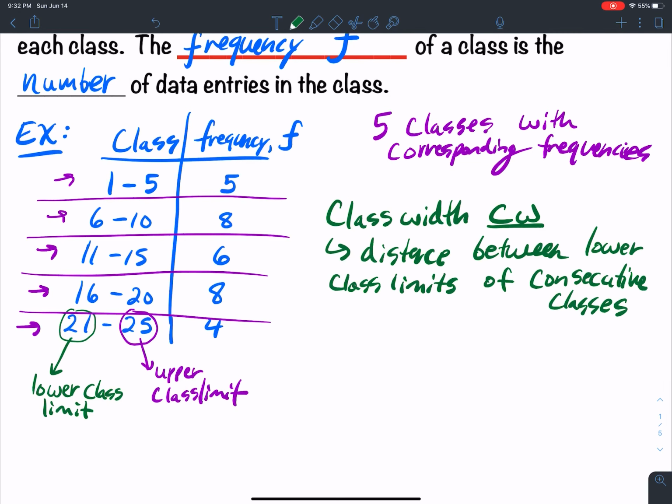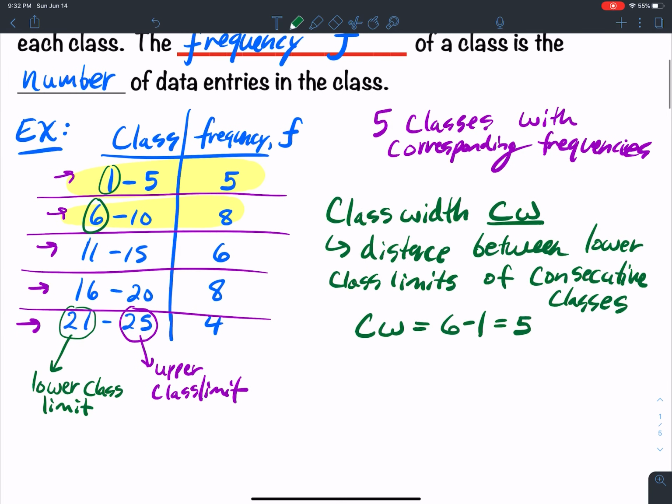Now, what are consecutive classes? Those are classes right next to each other. So this class and that class are right next to each other. So the distance between the 2 lower limits, so here's a lower limit, here's a lower limit. So the class width is equal to 6 minus 1, which is 5. Okay? Now, it doesn't matter which 2 consecutive ones you pick, just as long as they're consecutive, you're okay. So if I pick these 2, then 16 and 21, when I subtract 21 and 16, I get 5 again, okay?